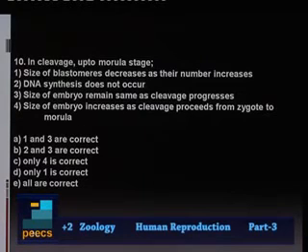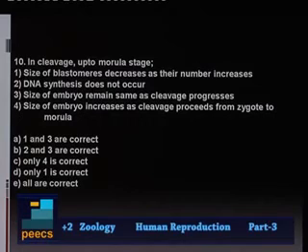Size of blastomeres will decrease as their number increases. This is true because the number of blastomeres will go on increasing. At the same time, the embryonic size will remain the same. So the size of blastomeres will be decreasing. The size of the blastomere in the 2-cell stage will be larger than that present in an 8-cell stage or 16-cell stage. So this is a correct statement. DNA synthesis does not occur. This is wrong.